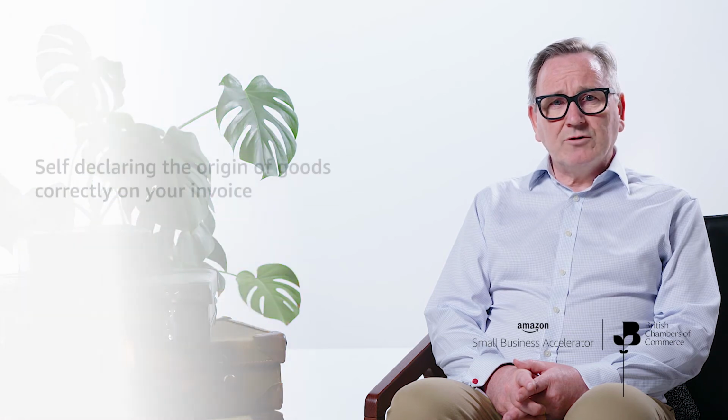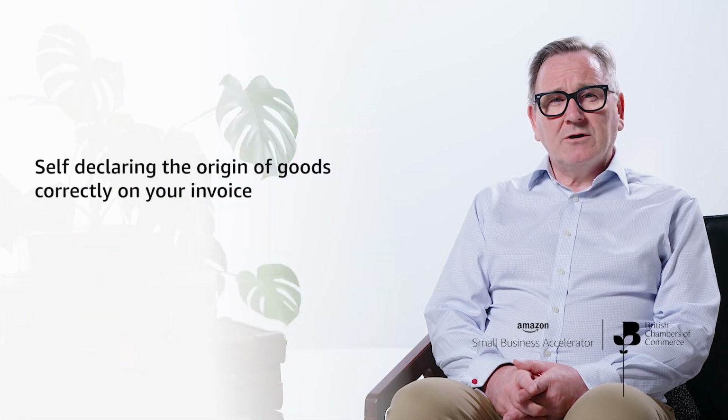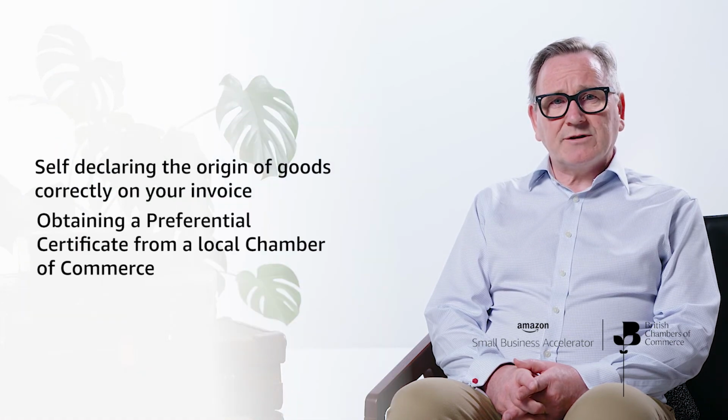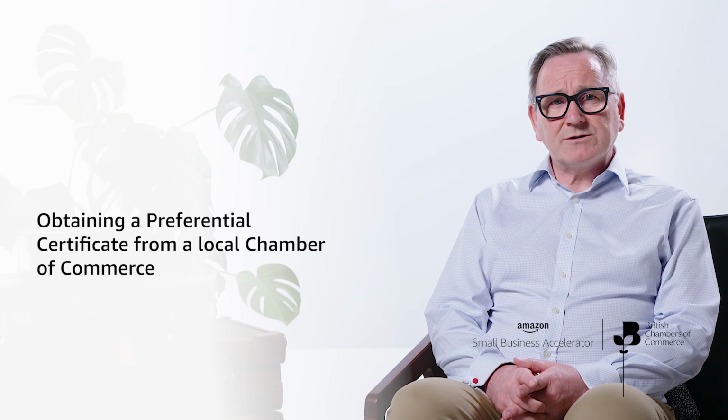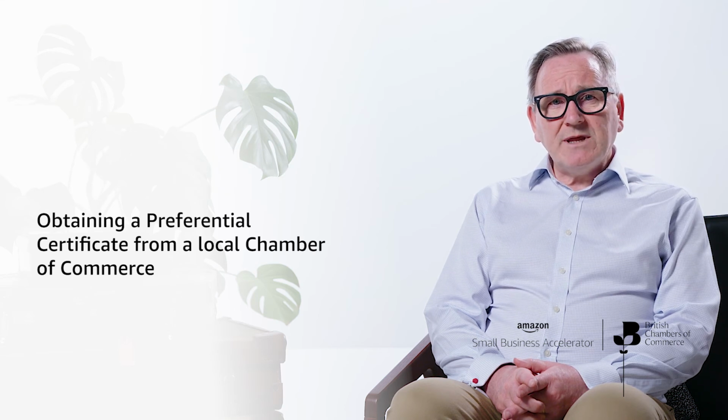For preferential origin, it can be certified for export in a number of ways, either by self-declaring the origin of goods correctly on your invoice or by obtaining a preferential certificate from a local chamber of commerce. You should submit this as evidence of origin to customs at the point of import so that you can benefit from preferential duty rates. If the invoice declaration or certificate is rejected, then the full duty rate will need to be paid at import.